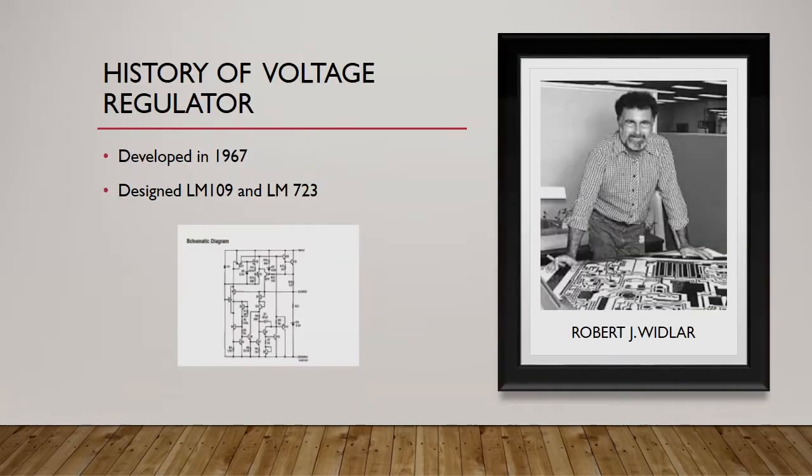For the history of the voltage regulator, it was developed in 1967 by Robert Widlar. He designed the LM109 and also released the integrated power regulator design of LM723. As we can see in the slideshow, it shows the schematic diagram of LM109.